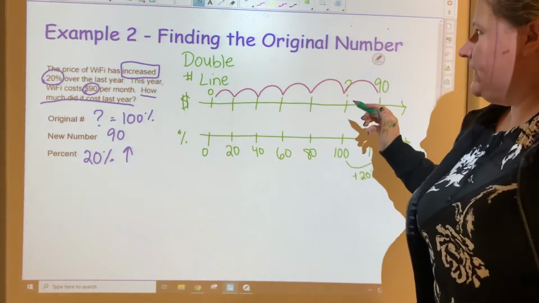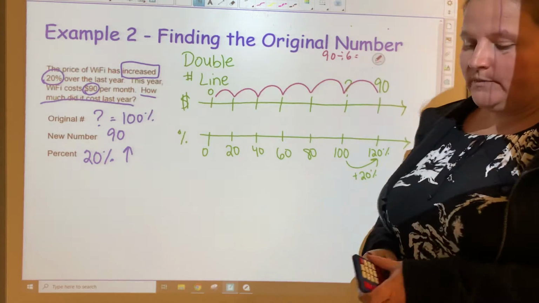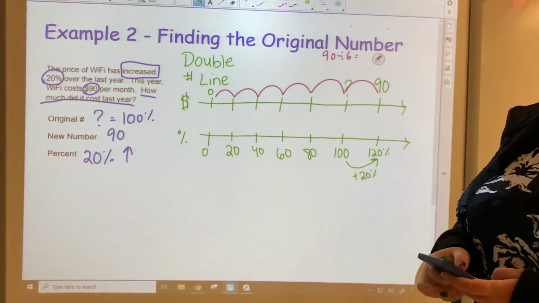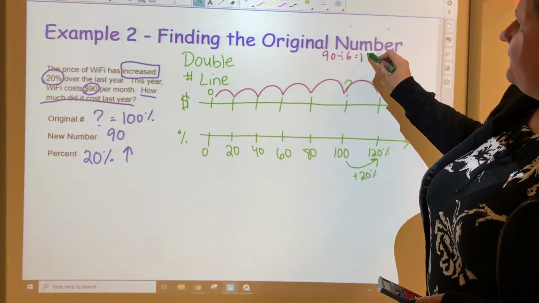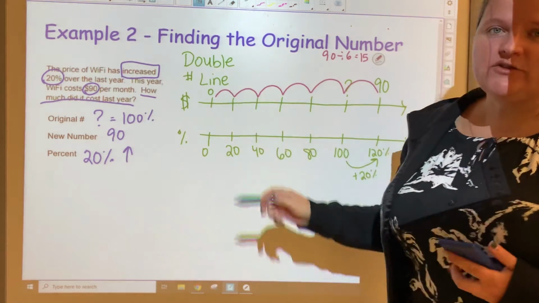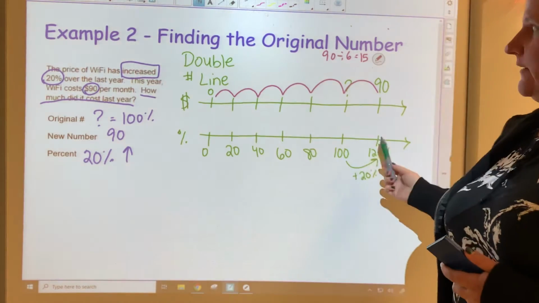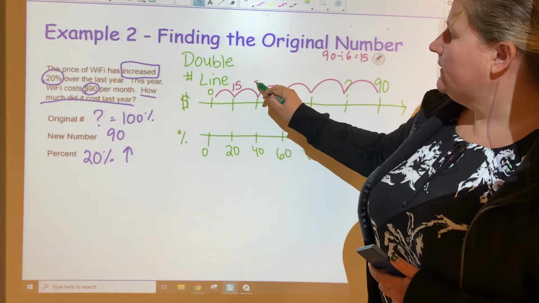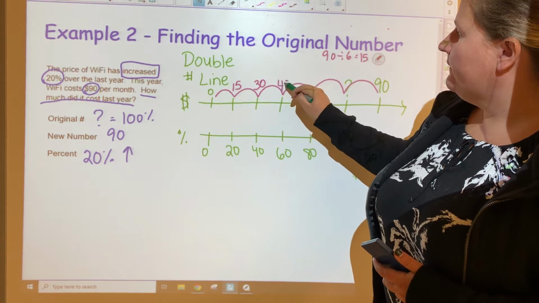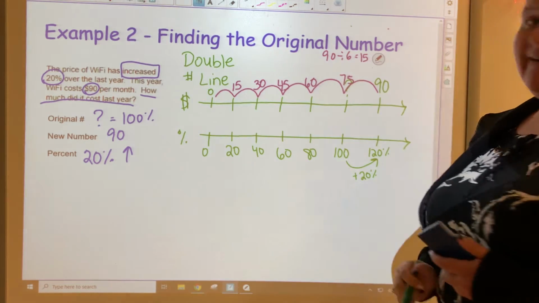Okay, so I'm trying to get to 90 in 6 jumps. What am I gonna be jumping by? I'm gonna actually use my calculator on this. I'm gonna do 90 divided by 6, and I'm gonna get 15. That means my jumps at the top are going by 15. If I'm going by 20% at the bottom, I'm going by $15 at the top. So 15, 30, 45, 60, 75, 90.